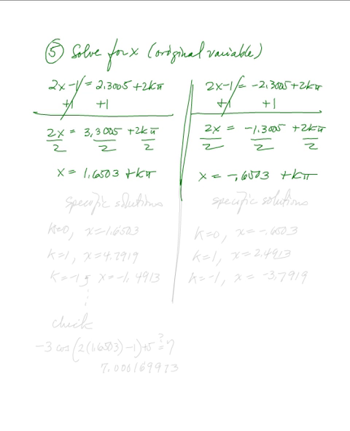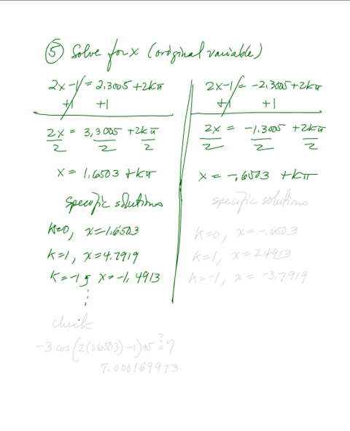Again, I just want to show you that if you want to find specific solutions, you just basically put in different integer values of k. So we'll just continue on here. If k is 0, obviously you're going to get x equals 1.6503. If k equals 1, you're going to get x equals 4.7919. K equals negative 1, you're going to get x equals negative 1.4913, and so on and so forth.